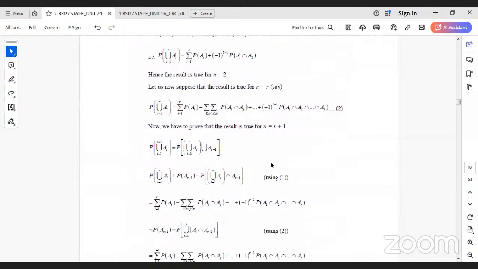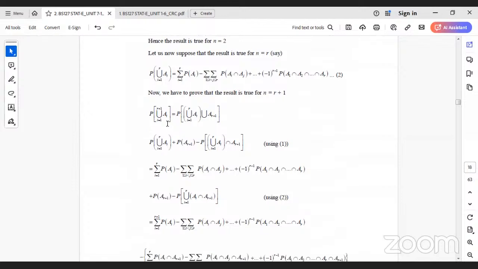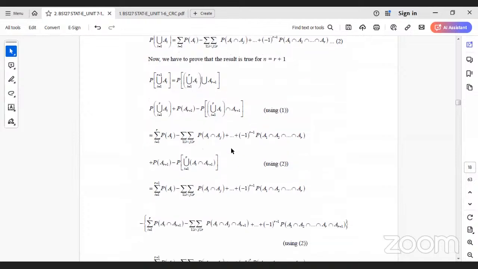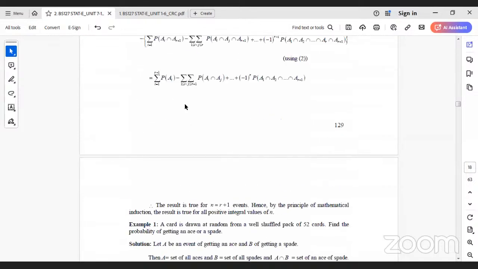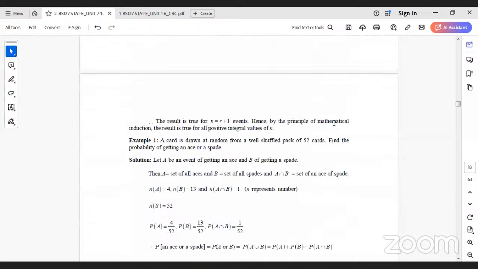Now we have to prove the result for n equal to r plus 1. P of union of Ai, i equal to 1 to r plus 1, is the union of Ai for i equal to 1 to r, union A r plus 1. Taking the union and simplifying, we get the summation of P(Ai), i equal to 1 to r plus 1, and the summation over i less than j less than or equal to r plus 1 of P(Ai intersection Aj), and so on, plus minus 1 whole power r P(A1 intersection A2 intersection A3 and so on intersection A r plus 1). The result is true for n equal to r plus 1 events. Hence, by the principle of mathematical induction, the result is true for all integral values of n.